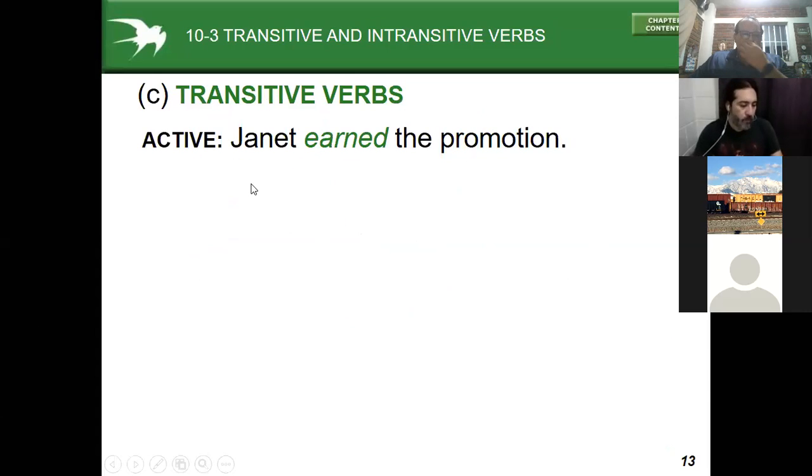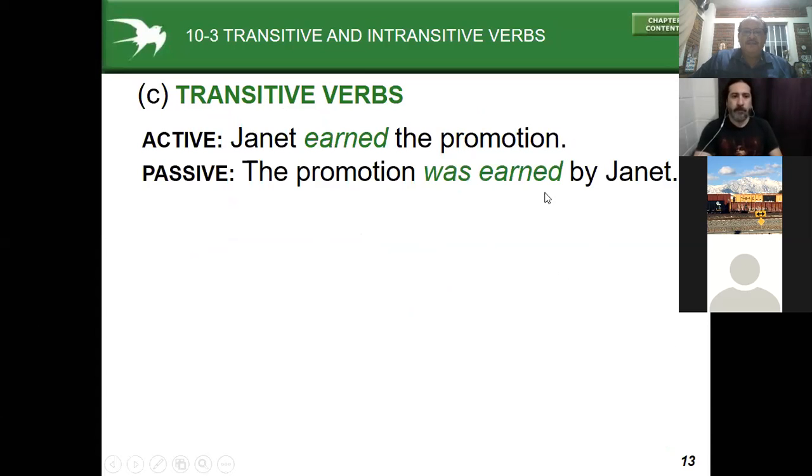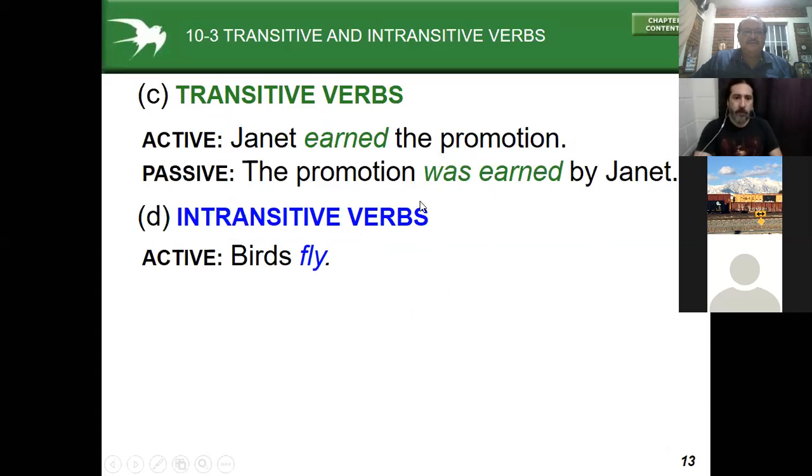Look at this one. Transitive verbs. It says, Janet earned the promotion. The promotion was earned by Janet. Intransitive verb, for example, birds fly.